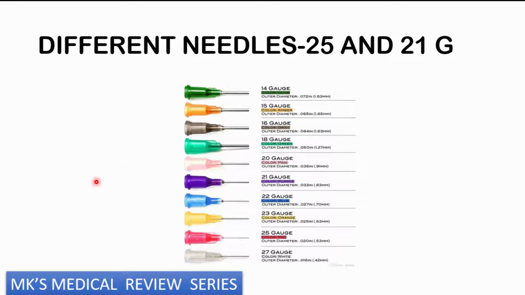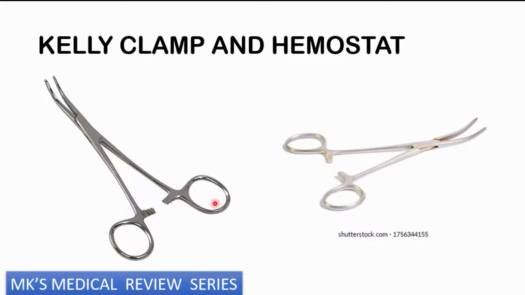So here's an example of the different needles and different colors. The ones that you need are obviously a 25G and a 21G. But obviously, I haven't seen most of these needles on the wards, and what we usually have on the wards are the green needles as well as the blue needles. And here's an example of the Kelly clamp over here, and of course a hemostatic clamp.